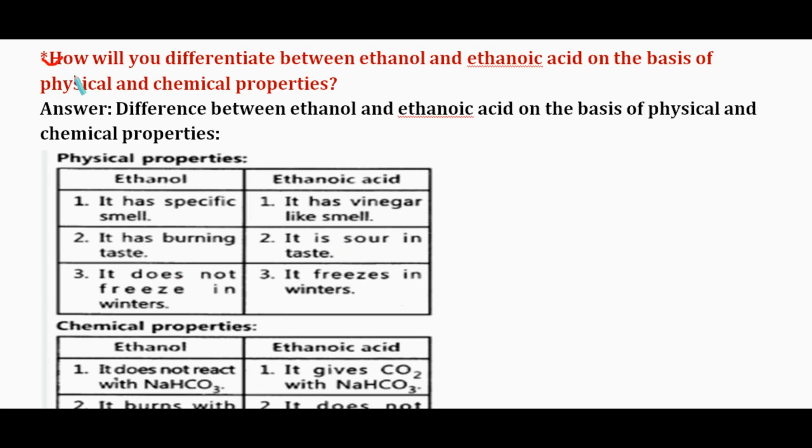The next question, how will you differentiate between ethanol and ethanoic acid on the basis of physical and chemical properties? This is the difference. First of all, physical properties. Ethanoic acid has a vinegar-like smell, it has a sour taste, and it freezes in the winters. Ethanol has a specific smell, it has a burning taste, and it does not freeze in the winters.